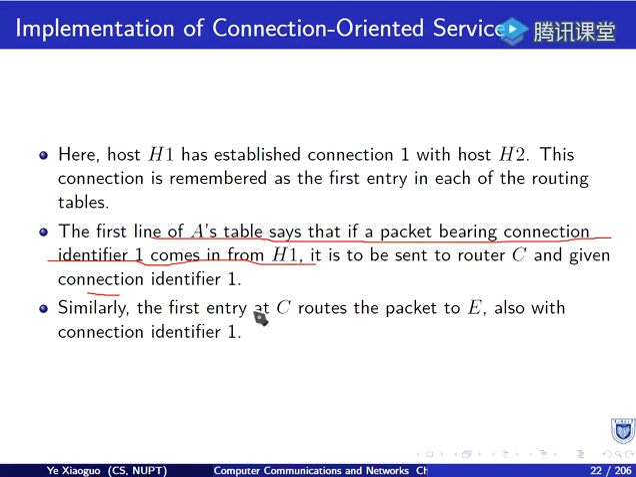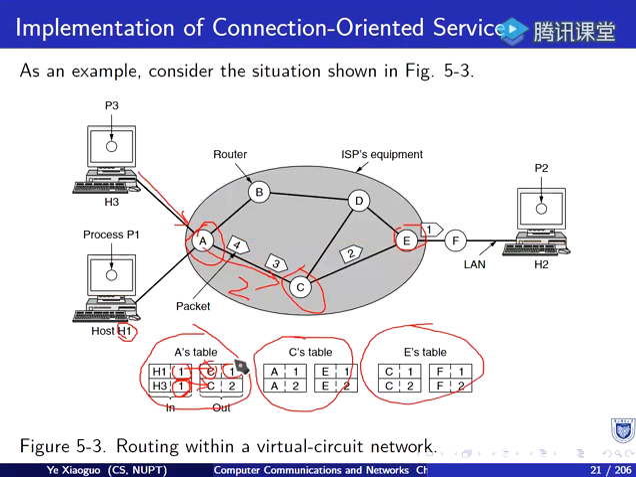So similarly, the first entry at C routes the packet to E, also with a connection identifier 1. Packets from A to E are given identifier 1. Packets with identifier 1 from A are delivered to E and given an identifier 2.